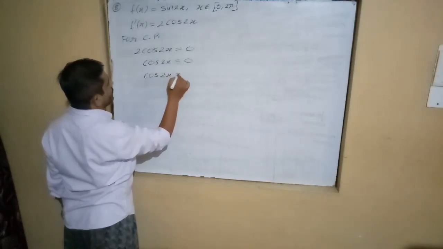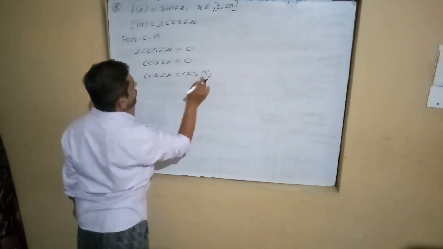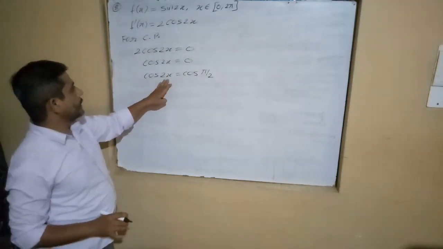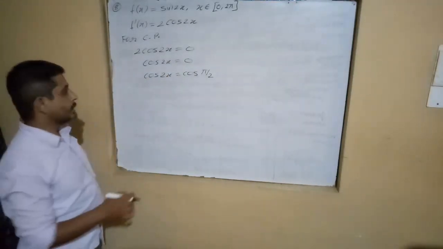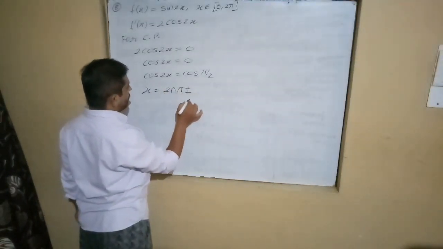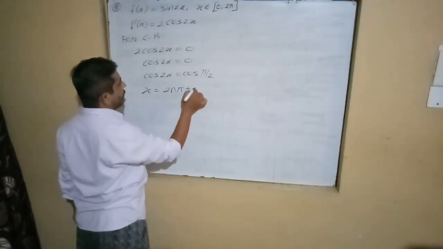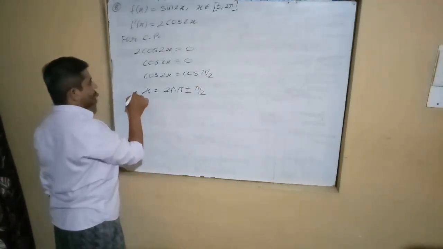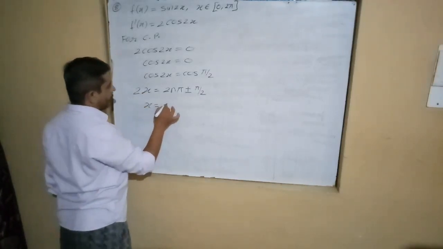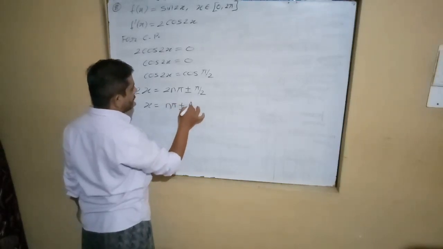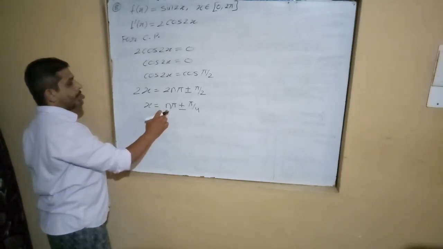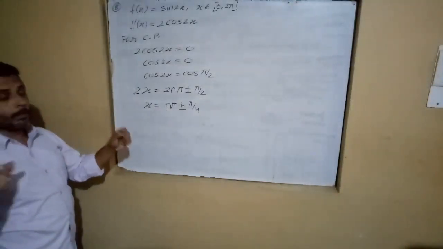So we can write cos 2x is equal to cos pi by 2, because cos pi by 2 is equal to 0. Now if cos x is equal to cos y, what is the general value of x? x is equal to 2n pi plus minus y, and what is the y here? Pi by 2. This is the value of 2x. Now after dividing by 2, what will x come? n pi plus minus pi by 4. Now we will put different values of n and find some critical points here.